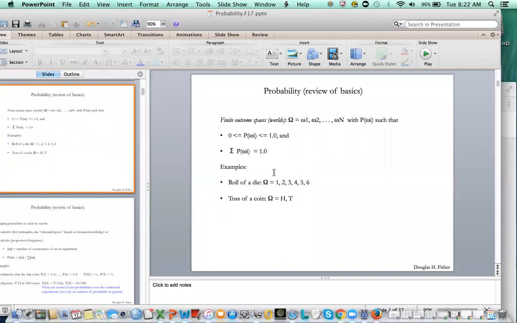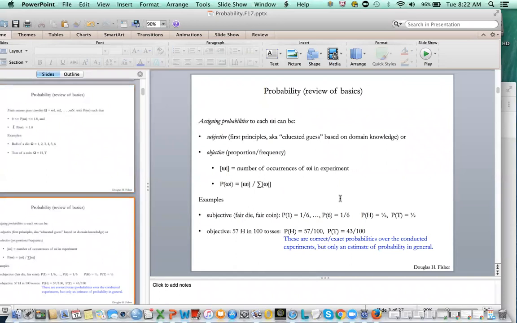So looking at the examples now, the roll of a die defines an outcome space of values 1 to 6, and the toss of a coin defines an outcome space of heads or tails. We're going to assign probabilities to each of those outcome spaces, and we're still talking about a finite set of outcomes. There's a couple of different ways that we think about this.